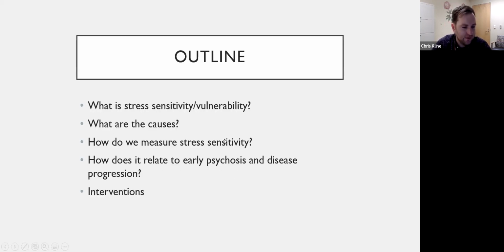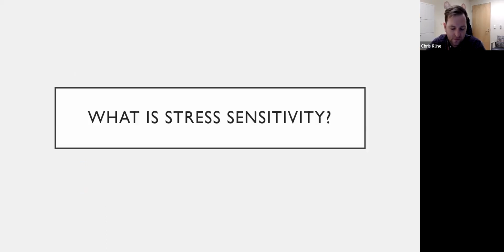Okay, so first we'll cover what stress sensitivity and vulnerability is as a concept, and then we'll talk about some of the underpinnings of it from a neurobiologic and psychologic perspective. Then we'll cover how we measure stress sensitivity as a way to make it a little bit more concrete. And then some studies that are relating it to early psychosis in particular. And then lastly, we'll finish up on some interventions.